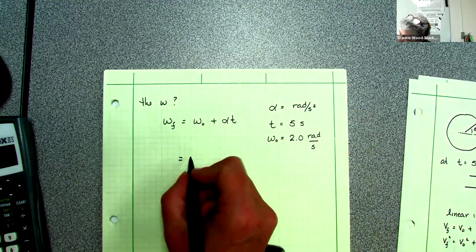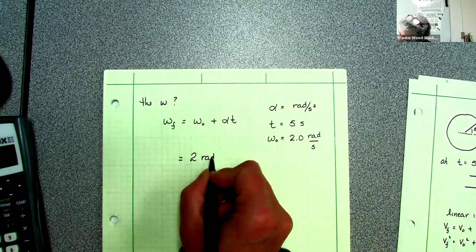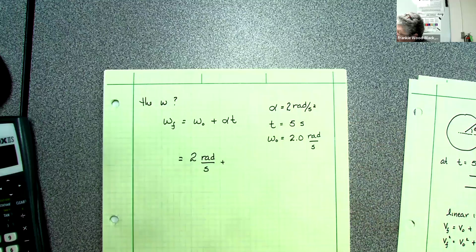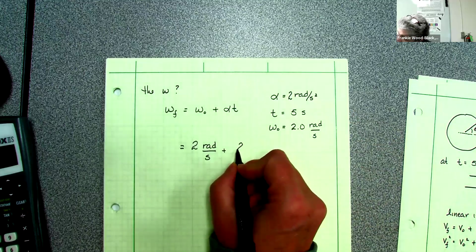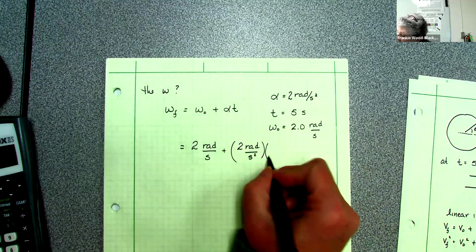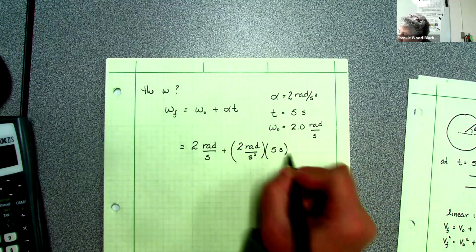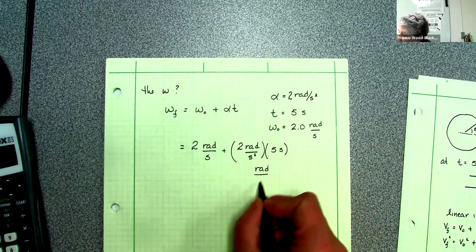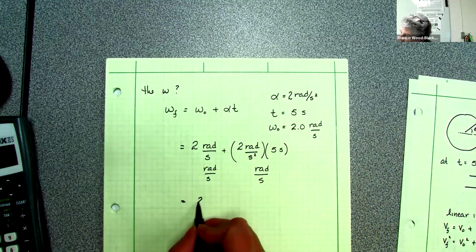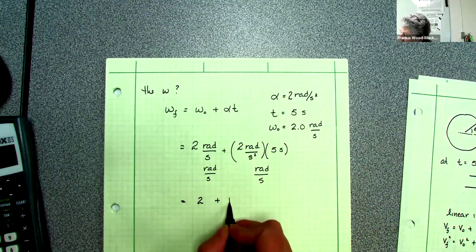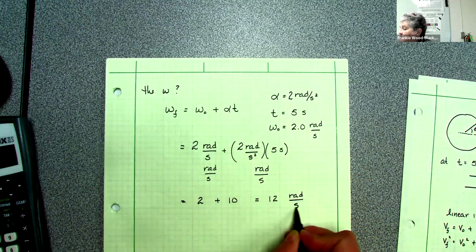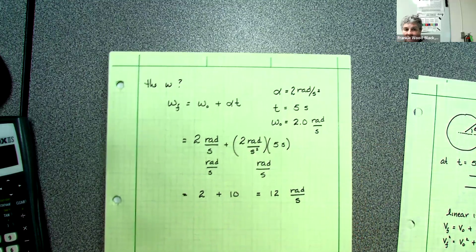So I'm just going to plug in my numbers. I'm going to get 2 radians per second plus 2 radians per second squared times my time, which is 5 seconds. Sorry, I said it, but I didn't write it down. So I'm in radians per second here, I'm in radians per second there, so I've done everything correctly. So I get 2 plus 10 is going to equal 12 radians per second. That's my new angular velocity.